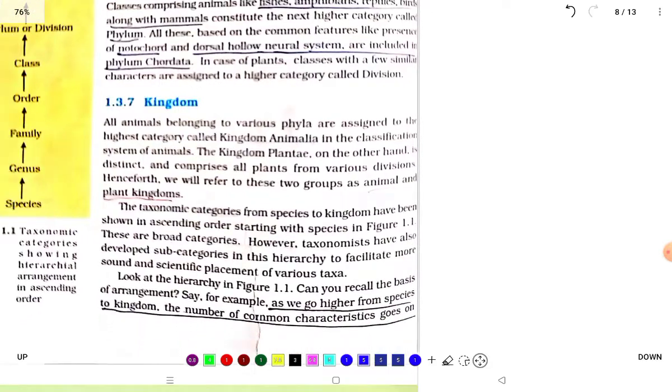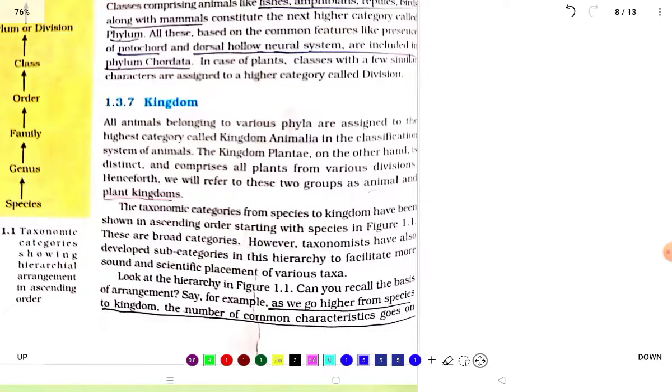Now we are moving to kingdom. All animals belonging to various phyla are assigned to the highest category called kingdom Animalia in the classification system of animals. The kingdom Plantae, on the other hand, is distinct and comprises all plants from various divisions. Henceforth, we will refer to these two groups as animal and plant kingdoms. All animals are included under kingdom Animalia, and all plants come under kingdom Plantae. These two we will be learning as separate chapters in 11th.